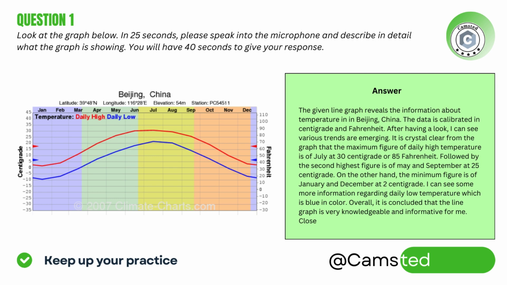centigrade or 85 Fahrenheit. Followed by the second highest figure is of May and September at 25 centigrade. On the other hand, the minimum figure is of January and December at 2 centigrade. I can see some more information regarding daily low temperature, which is blue in color. Overall, it is concluded that the line graph is very knowledgeable and informative for me.